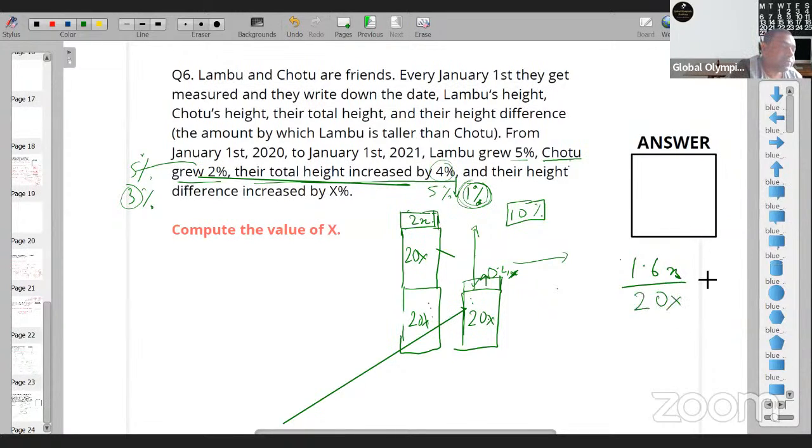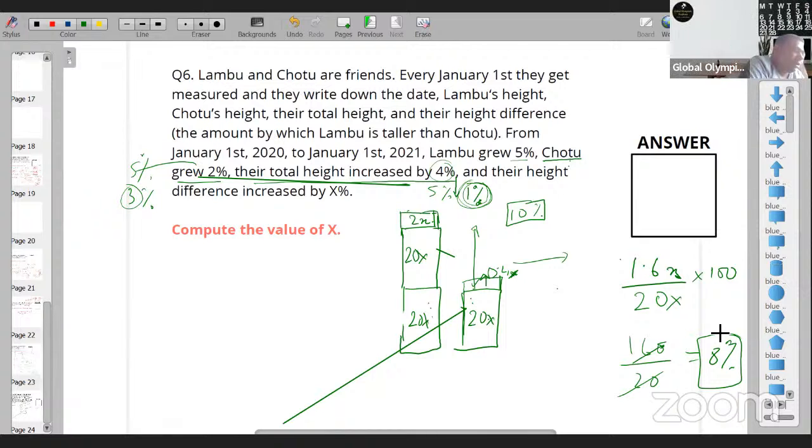1.6x by 20x into 100. This is 160 divided by 20, and that's 8%. Okay. Understood?